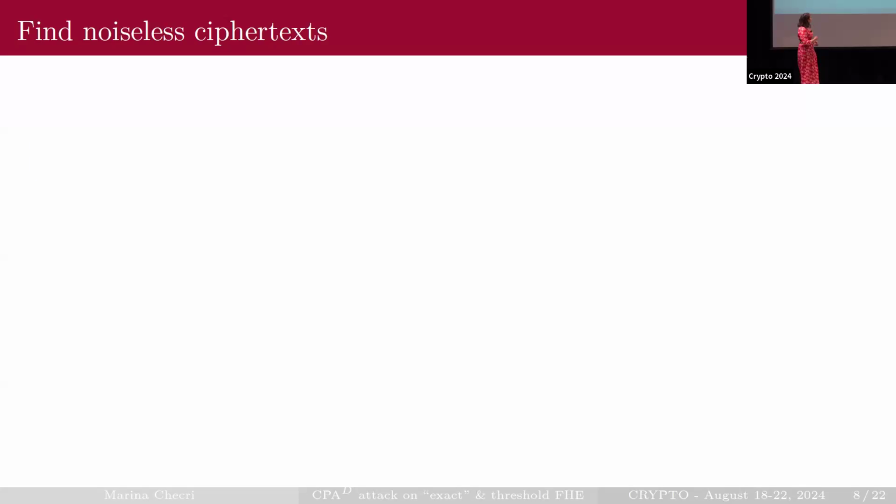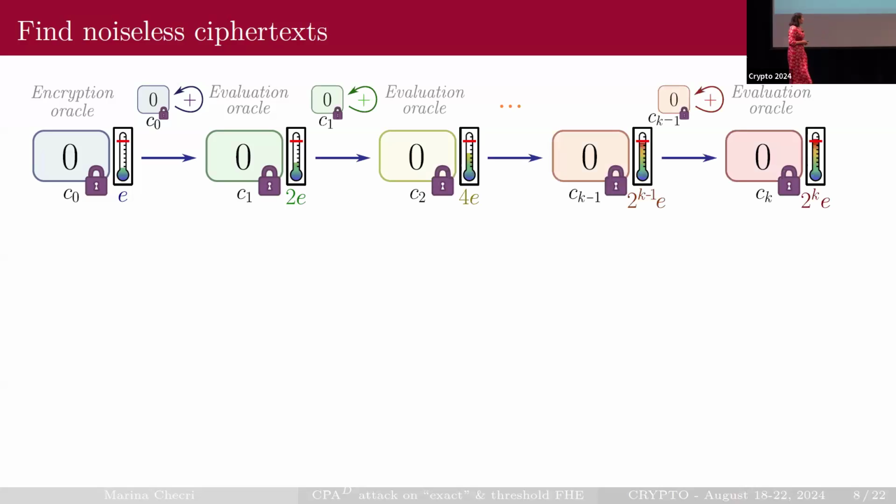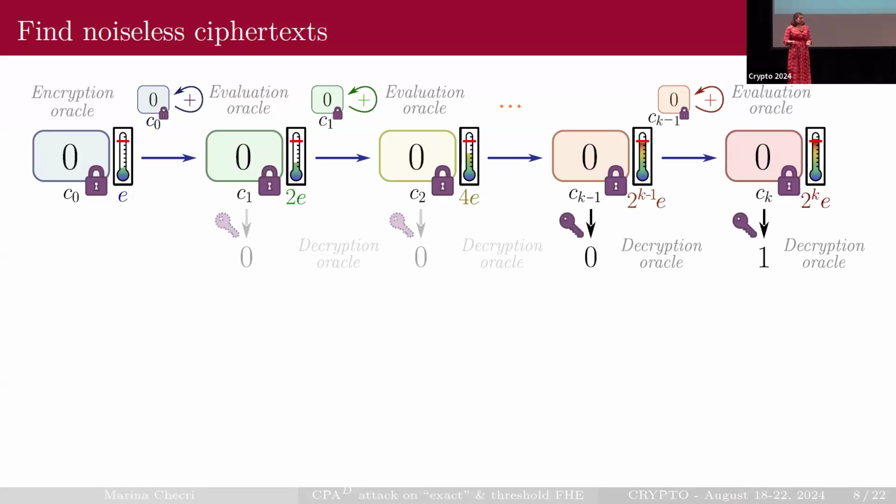Well, quite simply. First, she asks the encryption oracle for an encryption C0 of 0 with unknown noise E. And then she asks the evaluation oracle to add this encryption to itself, getting a new encryption of 0, C1, with noise 2E. So yes, we all agree 0 plus 0 equals 0. But meanwhile, Eve has doubled the noise. And repeating k times this yields an encryption Ck, an encryption of 0, with noise 2 to the power of k E. And the decryption oracle accepts to decrypt it because it only results from legit homomorphic additions on well-formed encryptions of 0.